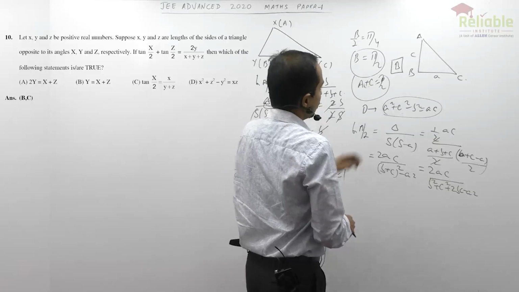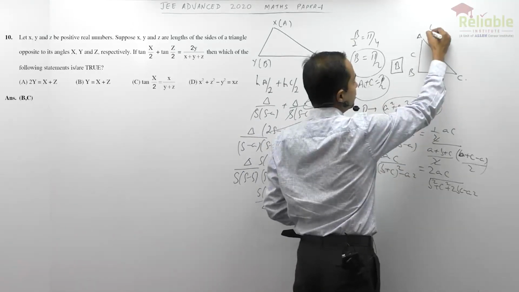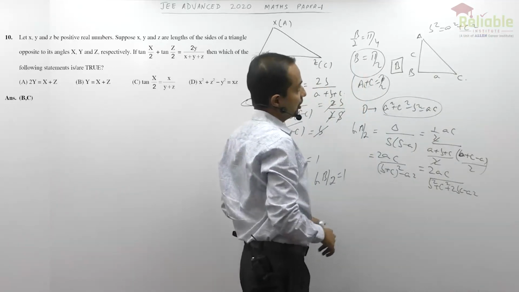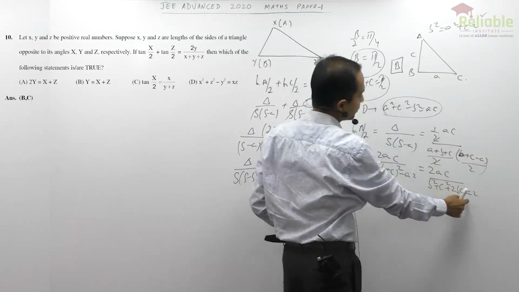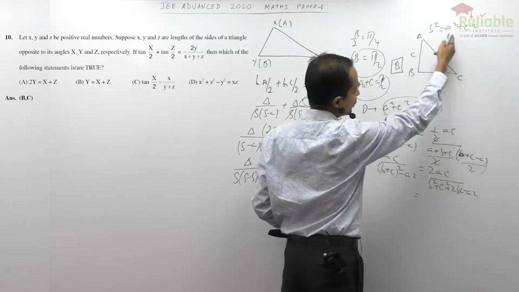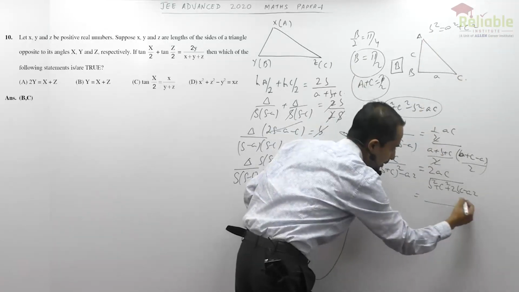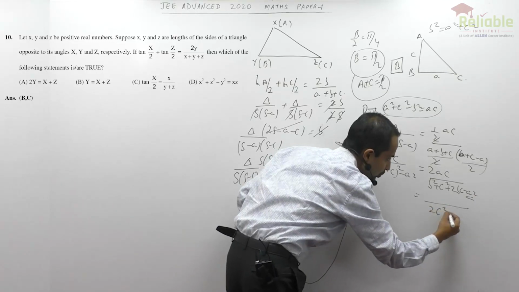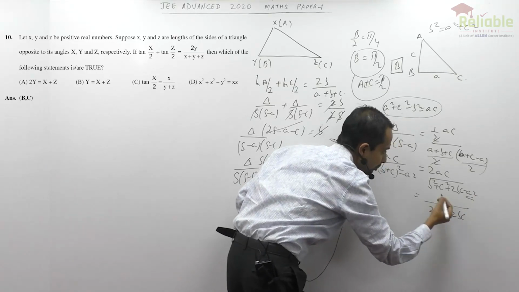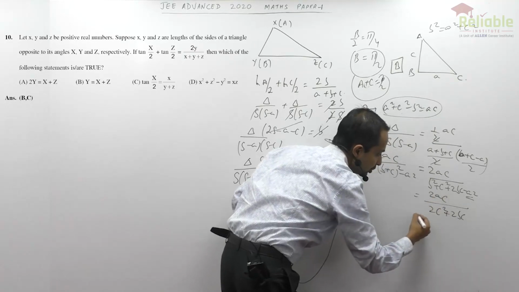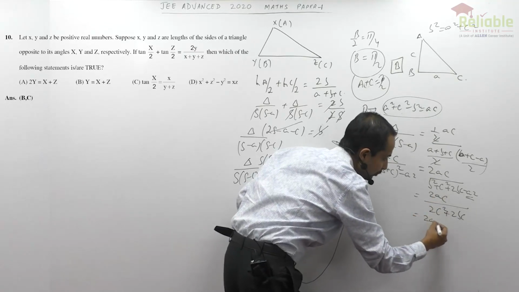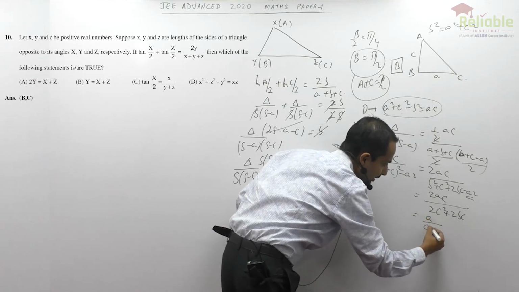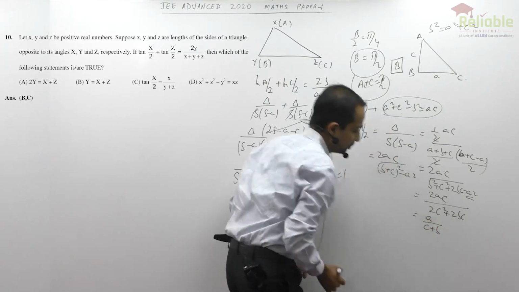Correct? Now, applying Pythagoras theorem, B square is equal to A square plus C square. So, what is your A square? B square minus C square. So, let me apply B square minus C square. So, you're going to get 2C square plus 2BC upon 2AC. So, this means C gets cancelled off and 2 gets cancelled off. You get A upon C plus B.